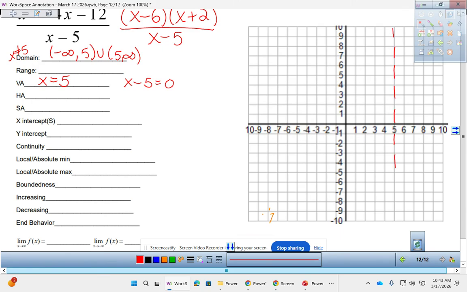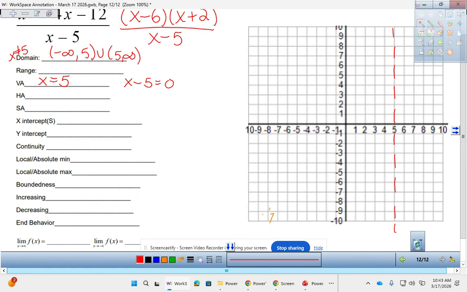going through that value. It essentially breaks the graph into two regions, left and right, which is why my domain is what it is. I'm going to have something happening on the left-hand side of that line, negative infinity to 5, and something happening on the right side of that line, 5 to infinity.